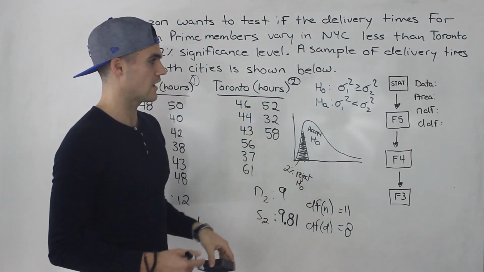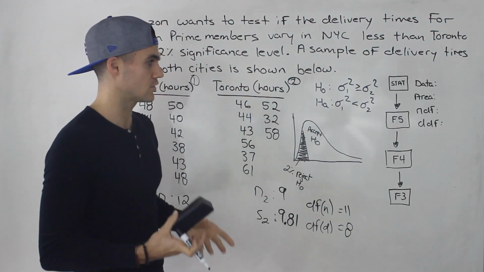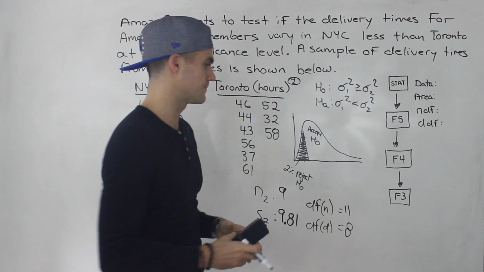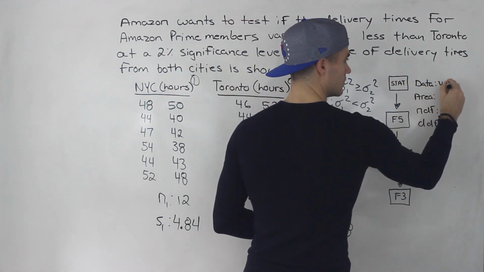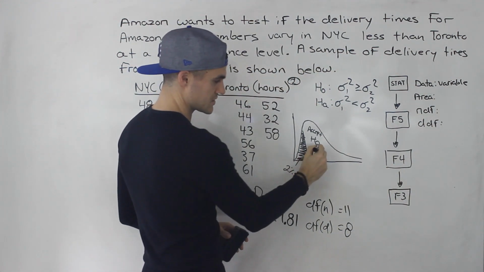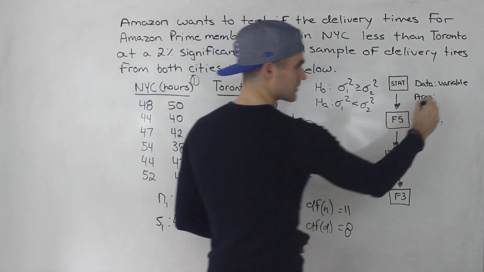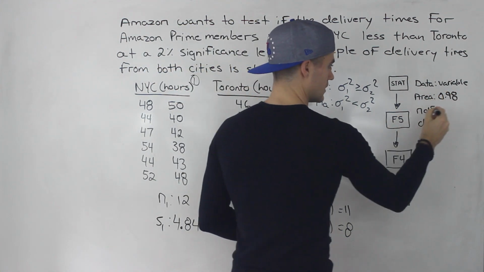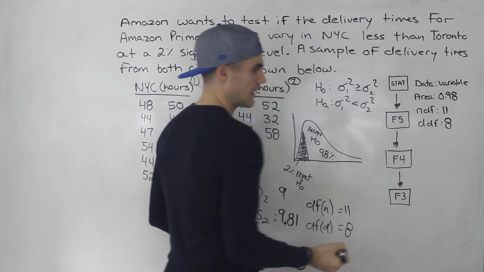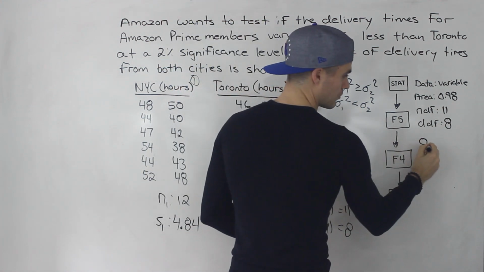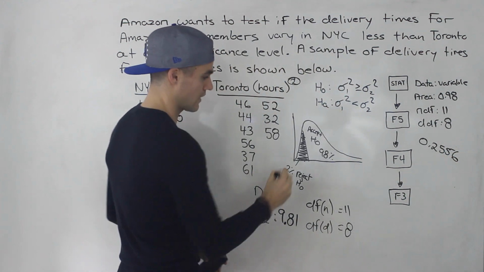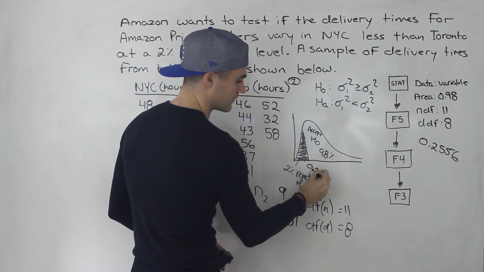And if you want to find that critical value, there are multiple ways: you could look it up in the F table. You could also use the calculator. So you'd go through this series over here. When you get to this input screen, the data would be variable. The area, it's always going to be the right-tailed area. So notice if this is 2%, then this area here is 98%. So this would be 0.98. The degrees of freedom of the numerator would be 11, and then the denominator would be 8. And if you execute that, you would end up getting 0.2556 for the critical value. So that would be over here.